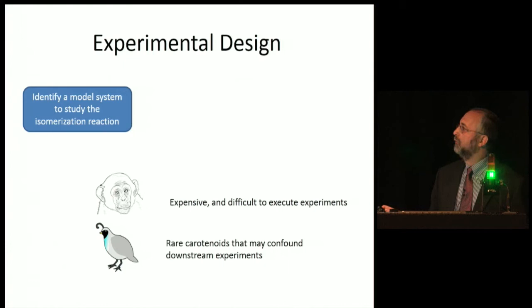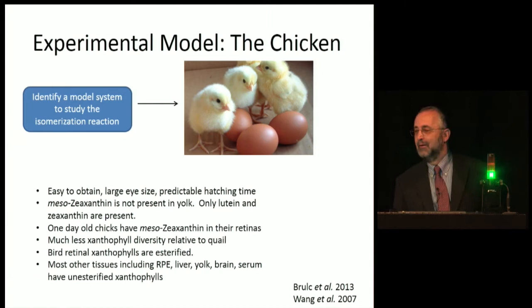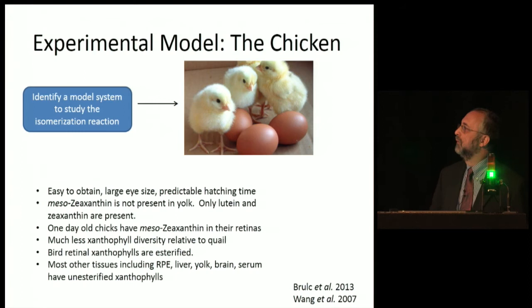And it turns out, as we've talked a lot about chickens today, we found that the chicken was really a good system to try to get at this problem. And this is because chicken eggs are easy to obtain.